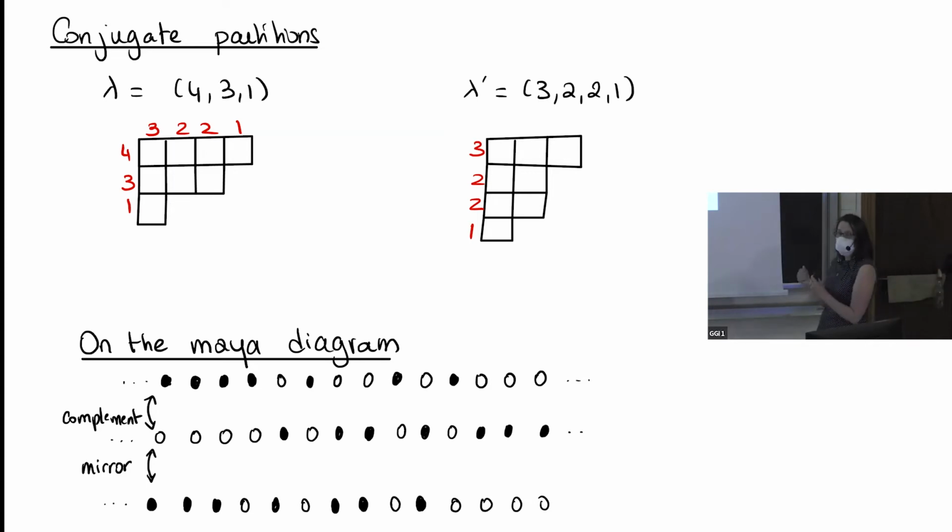What do I mean when I do this operation? What kind of operation does it give on the Maya diagram of the partition? This is the Maya diagram of 4, 3, 1. To get the Maya diagram of the conjugate, you do two very simple things. First you complement, so any black becomes a white, because you switch horizontal steps to vertical steps when you go to the conjugate. But after that you also have to take the mirror, because this is not a proper Maya diagram. They have an infinite number of blacks on the left and an infinite number of whites on the right. So after you complement, you must also mirror, and then you get the Maya diagram of the conjugate. On the Maya diagram, it's a pretty simple operation.